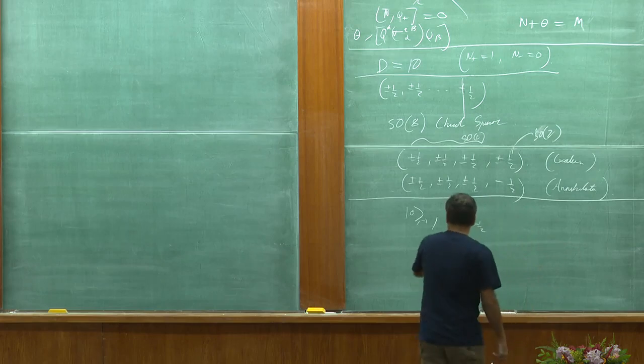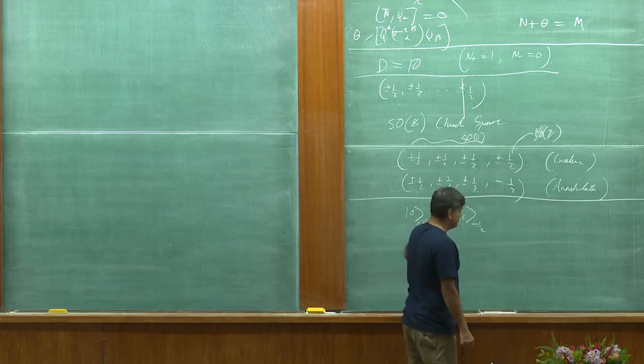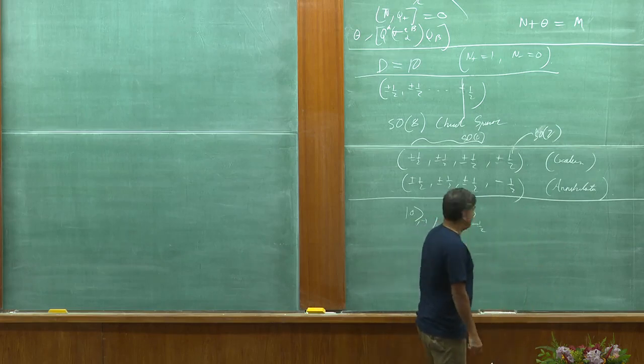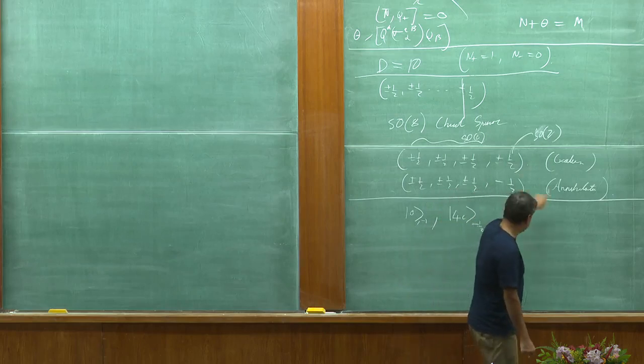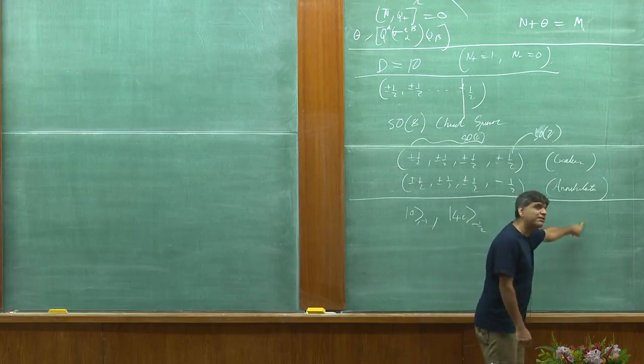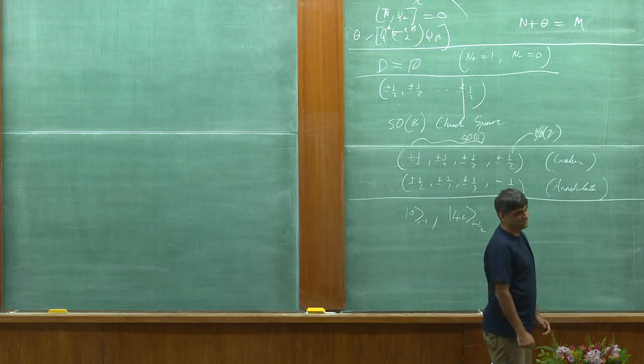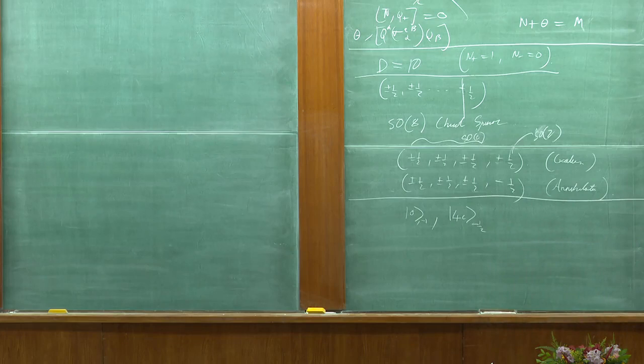Wait, let's see. If we start with minus 1, the next one will go to minus half. The next one will go to 0. The next one will go to plus half. And then the next one will go to 1. So you just want it to be symmetrical. I want it to be symmetrical because otherwise it will be impossible to fit it into an SO8 representation.